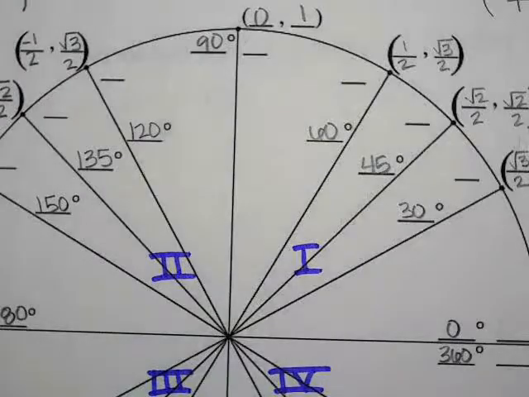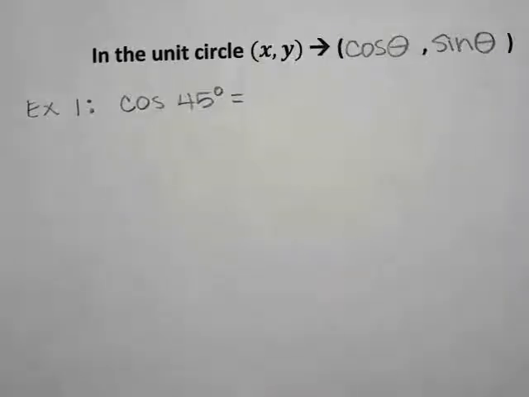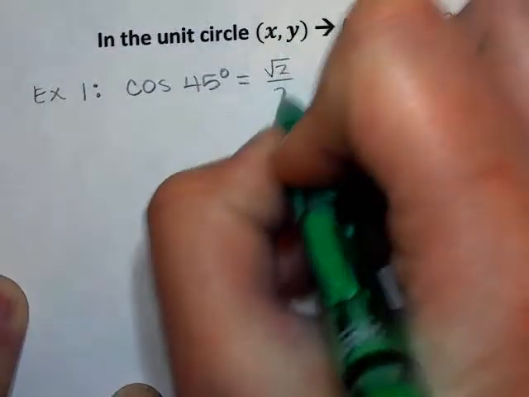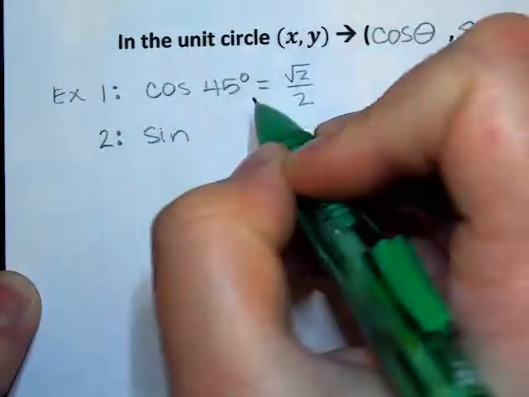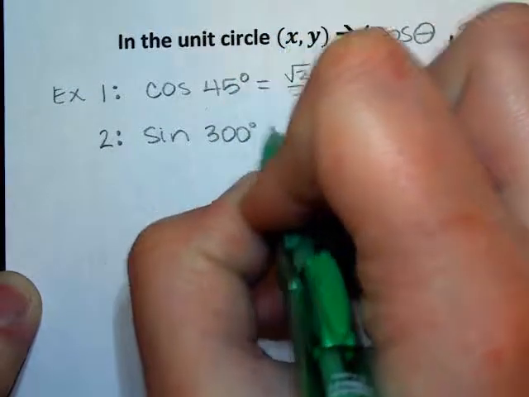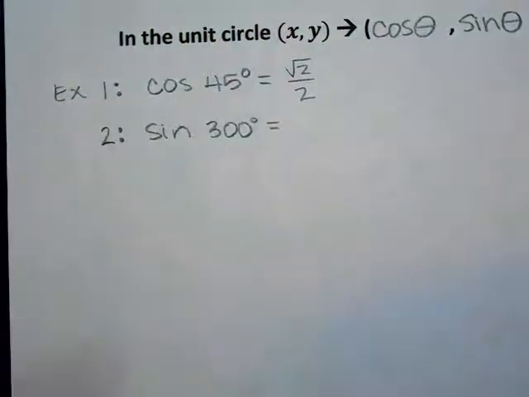Look for 45 degrees, find the x-coordinate. What's the answer? Root 2 over 2. Okay. Example 2. Sine of 300 degrees. So we're going to locate 300. We're doing sine, so which coordinate are we looking at? Y. And what do we get? Negative root 3 over 2.